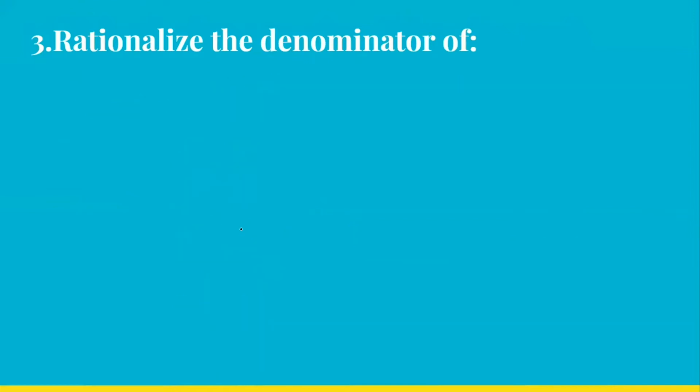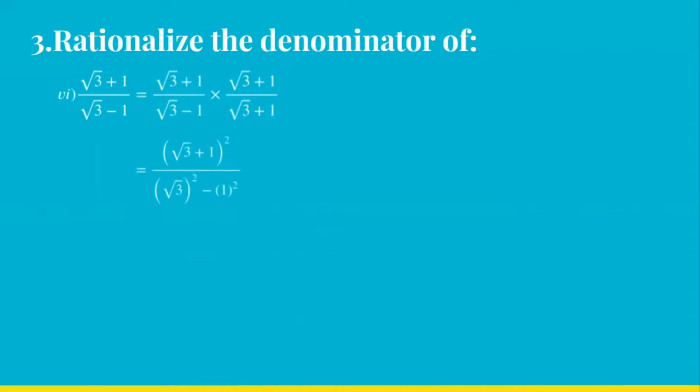Okay, the next. Try this yourself. Pause the video and try this yourself. Check the answer. The rationalizing factor is root 3 plus 1. So in the numerator, you get a plus b the whole square, root 3 plus 1 the whole square. In the denominator, you have a plus b into a minus b, which is a square minus b square. So root 3 square is going to be 3 and 1 square is 1.